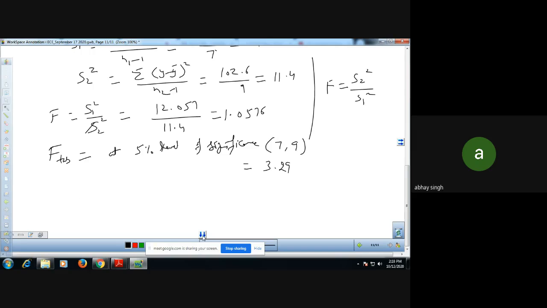So obviously the calculated value is less than the tabulated value. F calculated is less than F tabulated, and you know that in that case the null hypothesis is accepted. Null hypothesis accepted means there is no significant difference between the population variances. So this is the procedure to compute F. F is the ratio of the variances.